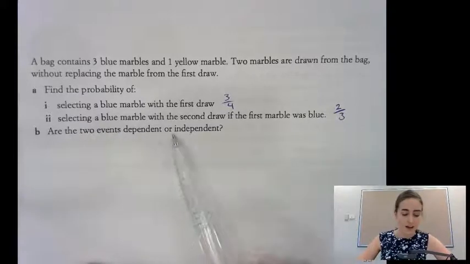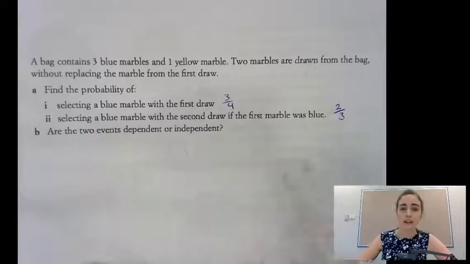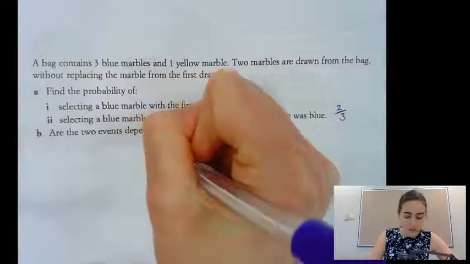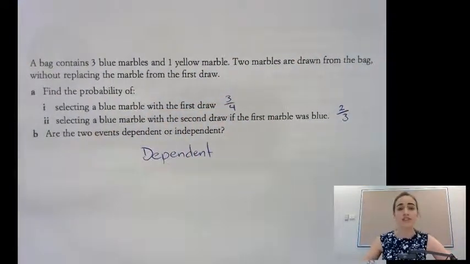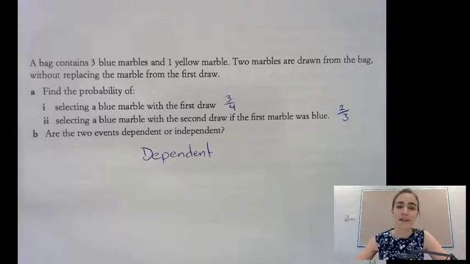Then it says, are the two events dependent or independent? In this case, they will be dependent, and it's because the probabilities change. What we pull out in that first draw affects the probabilities in that second draw. So that's having a look at probabilities with dependent and independent events.